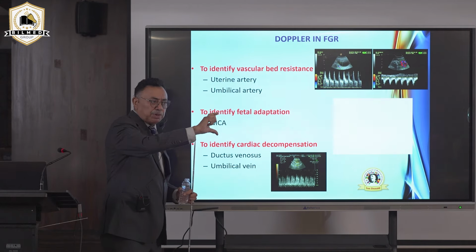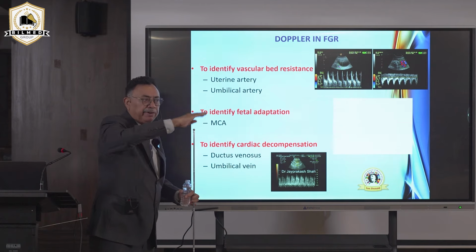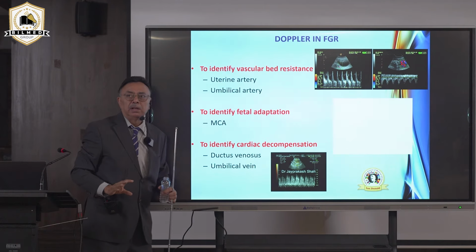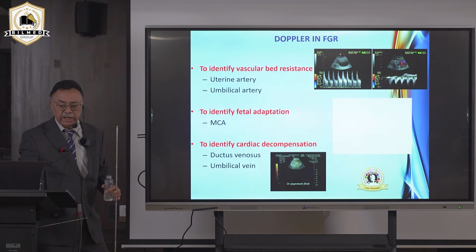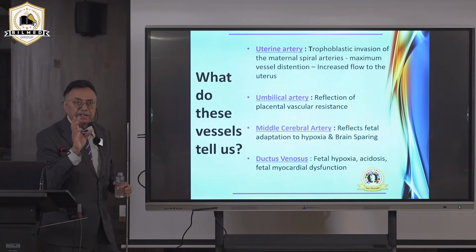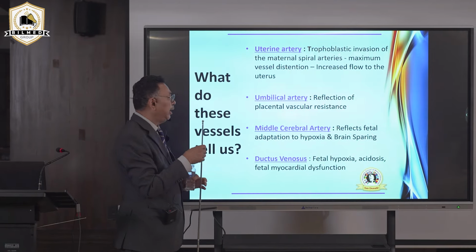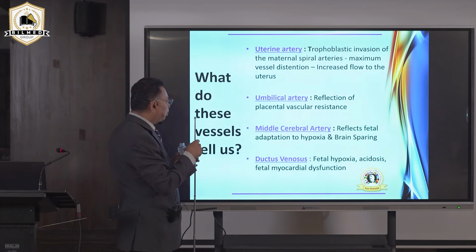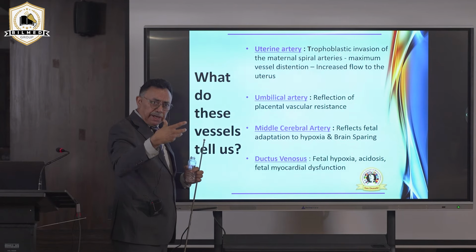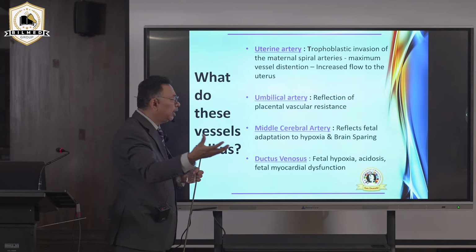Similarly, umbilical vein should be single, straight. If it is pulsatile, then fetal acidosis is occurring. Okay, so that's what it is. So what vessel tells us what? Uterine artery tells us the trophoblastic invasion, which I explained to you. So it has to dilate to get more blood to the uterus.